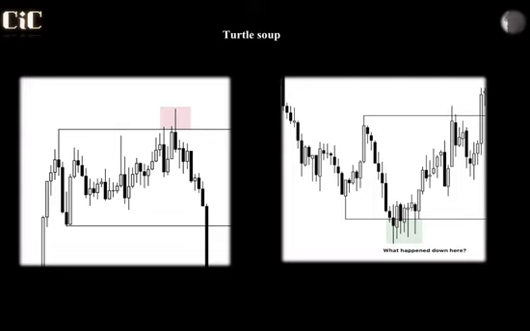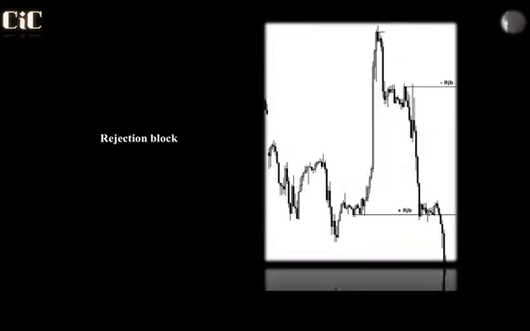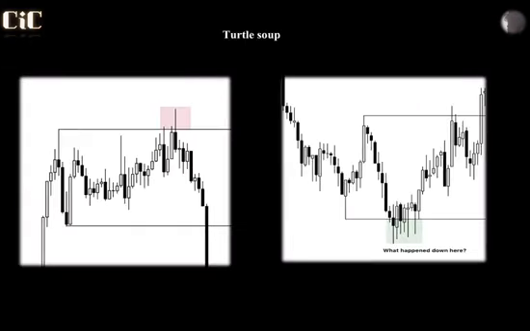They make some money out of the retail traders, right? So that's basically turtle soup. Rejecting an old high or rejecting an old low, in plain dumbed down English.